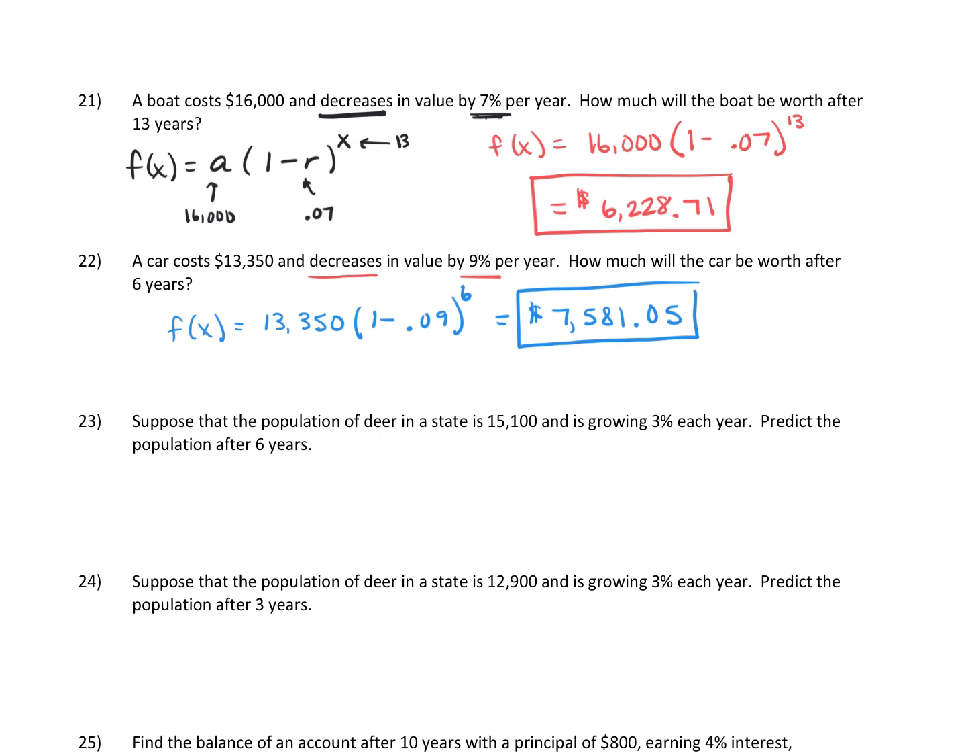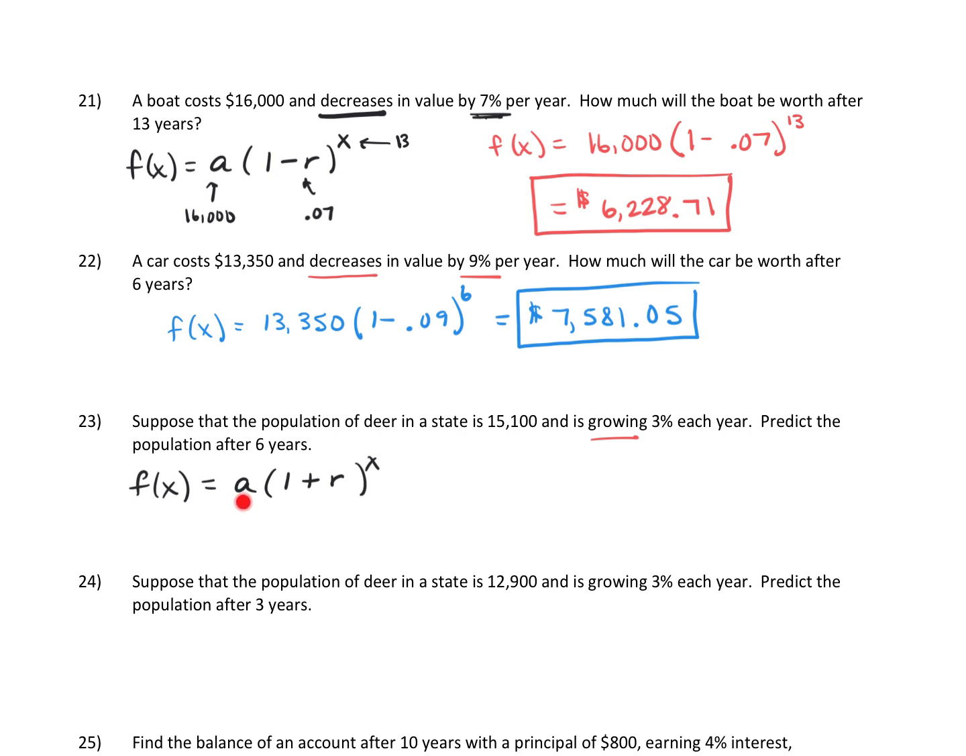All right, number 23. Suppose that the population of deer in a state is 15,100, and is growing 3% each year. Predict the population after 6 years. So this is going to be a similar formula or function as what we had up here, but this time we have something that's growing by a percent. That's our exponential growth model. So what that formula is f(x) equals a times, instead of 1 minus, it's 1 plus our rate to the power of x.